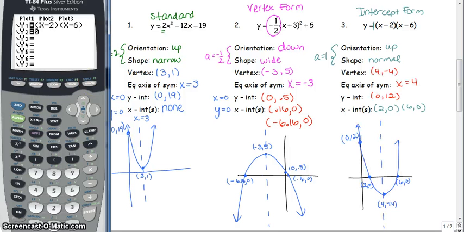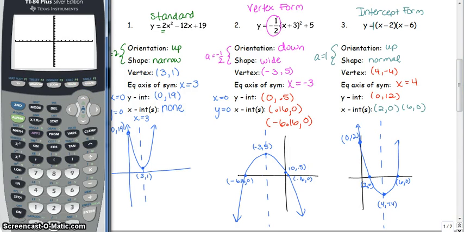Alright, so our vertex we would find by finding our minimum, since it's opening up, and we get (4, -4), which means our axis of symmetry is the vertical line through that at x equals 4, and when I calculate the y-intercept, I get (0, 12).